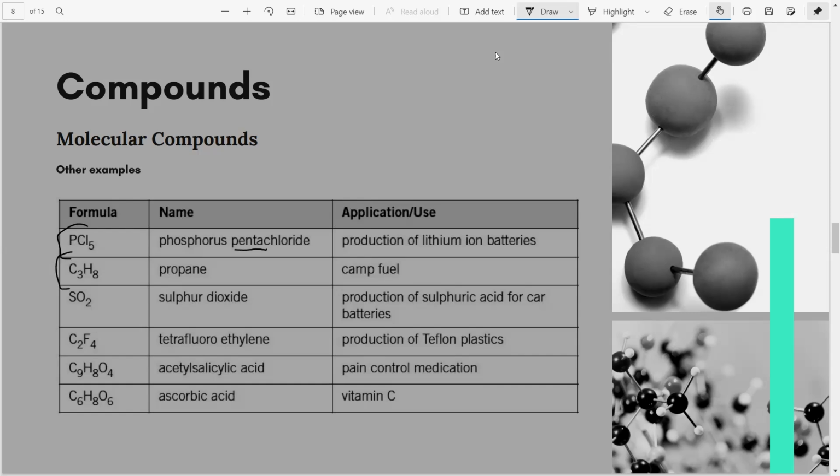Propane, you may have heard, is often used as fuel. Sulfur dioxide is used in the production of sulfuric acid for car batteries. Tetrafluoroethylene is used in the production of Teflon plastic. So if you have a pan which has a Teflon coating on it, the tetrafluoroethylene is part of the process of creating that coating. Acetylsalicylic acid, which is this large formula here, is a common pain control medication. And then the last one we have is ascorbic acid, which is a component of vitamin C.